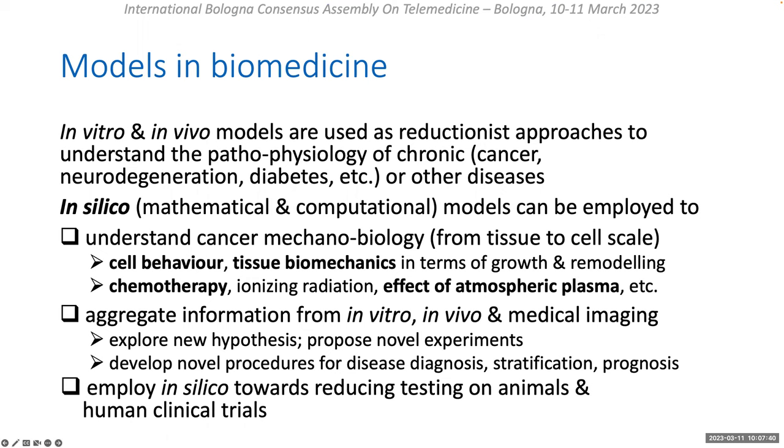In silico can simulate cell scale and tissue and organ scale biomechanics, the delivery of drugs and the toxicities that come with it, the effect of ionizing radiation treatment or other novel modalities such as plasma. In silico models, with laboratory models and medical imaging, can be used for new hypothesis testing, new experiments and procedures for diagnosis, certification and prognosis. As such, they can greatly contribute to the reduction of animal testing and clinical trials.